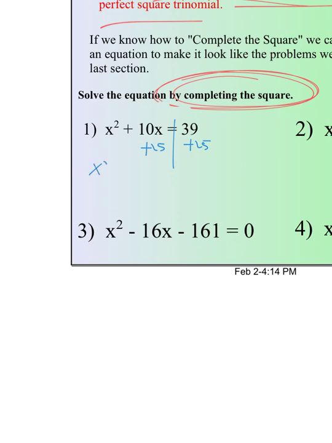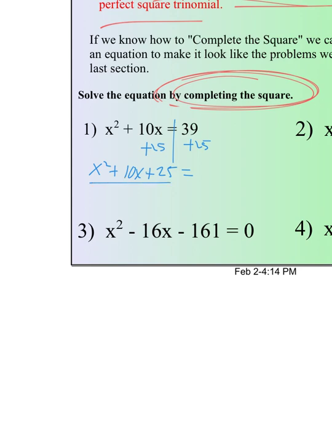Over here, now I just have x squared plus 10x plus 25, because I can't add it to any of those terms. I'll try to write a little better here, guys. Sorry, I'm still getting used to writing on an iPad. 25. Okay, now I have a perfect square trinomial on the left side.